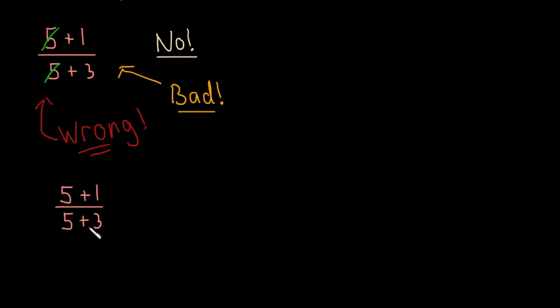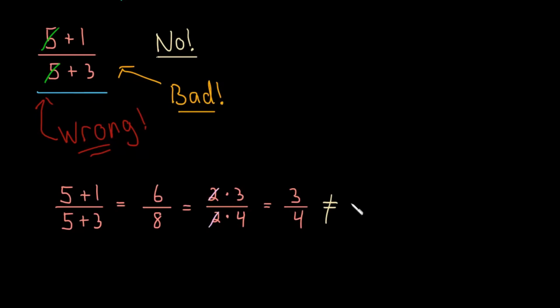So instead of canceling, let's see what happens if we just do this addition and try to simplify. So 5 plus 1 is 6, 5 plus 3 is 8, and then we're left with 6 is 2 times 3, 8 is 2 times 4, and now we know those 2s cancel, and we're just left with 3/4. Well, 3/4 certainly is not the same thing as 1/3. If we had canceled the 5s originally, we would have gotten 1/3, but of course 3/4 does not equal 1/3. So that's just an example of why this doesn't work out.